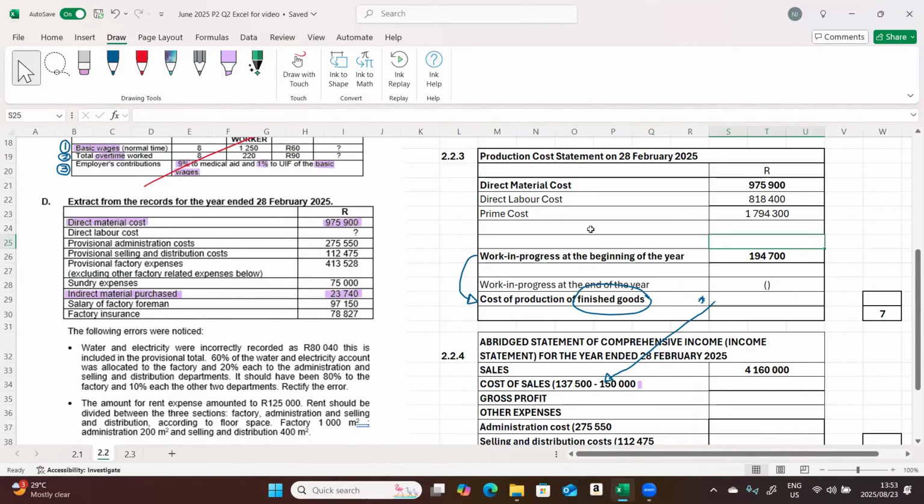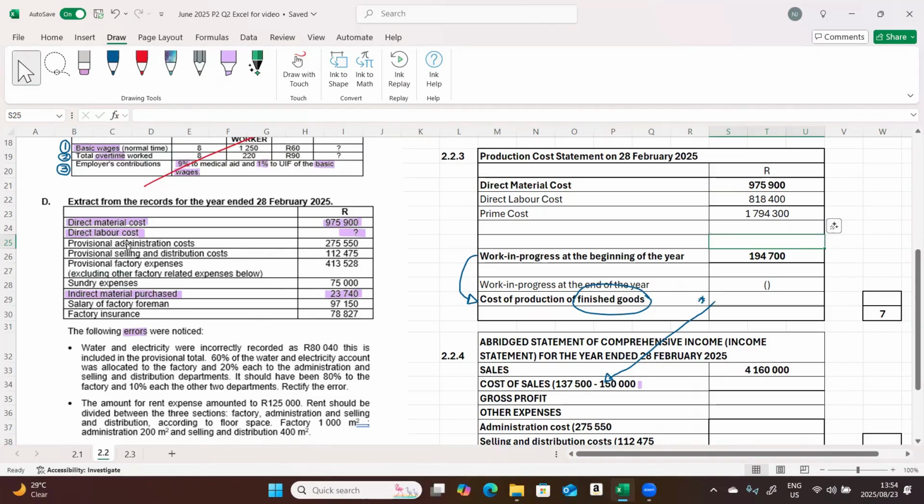Then we can go ahead and highlight the direct labor cost, because we just put it where it needs to be. Then we have provisional administration costs, guys, which is 275,550 Rand. That needs to go somewhere as a starting amount. The word provisional means there are still adjustments, and you would see that there are some errors. So there will be adjustments to some of these amounts over here.